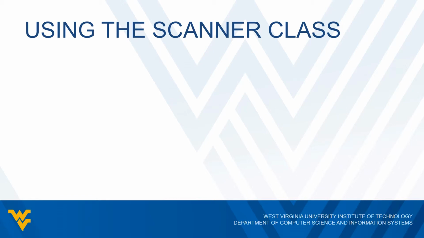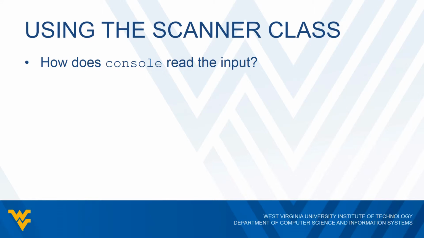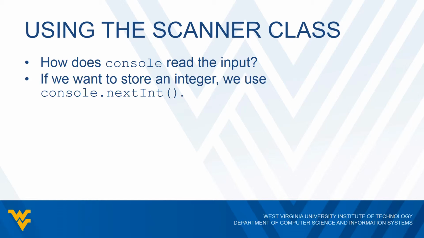So now that we have this console object of the scanner class, how does it work? How do we use this object to read in our input? Well, the way we handle it is by calling the appropriate method associated with the object. So if we want to store an integer, for example, we would use the line console.nextInt. Notice the I in Int is capitalized and we have some parentheses. We'll see some examples in a little bit on how we actually use it, but console.nextInt will allow the user to enter an integer and we can store that in some variable.